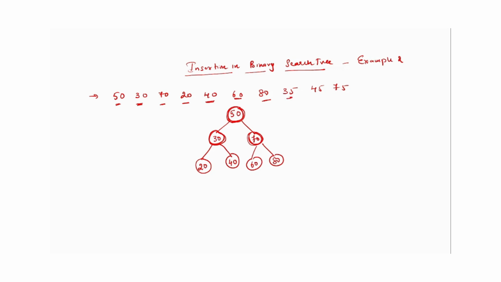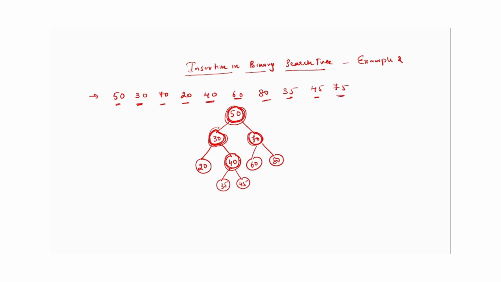Now comes 35. 35 is less than 50, come here. 35 is greater than 30, come here. 35 is less than 40, insert here. Now comes 45. Traverse from the root node. 45 is less than 50, come here. 45 is greater than 30, come here. 45 is greater than 40, insert here.